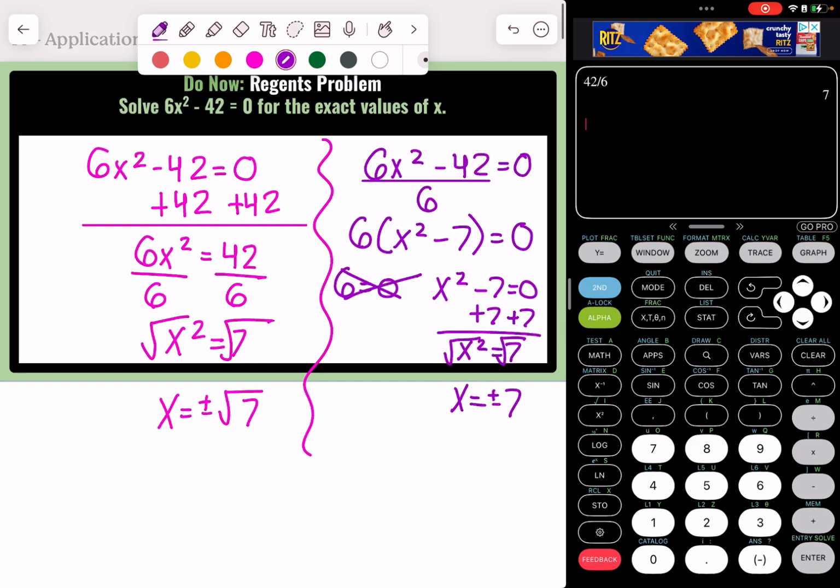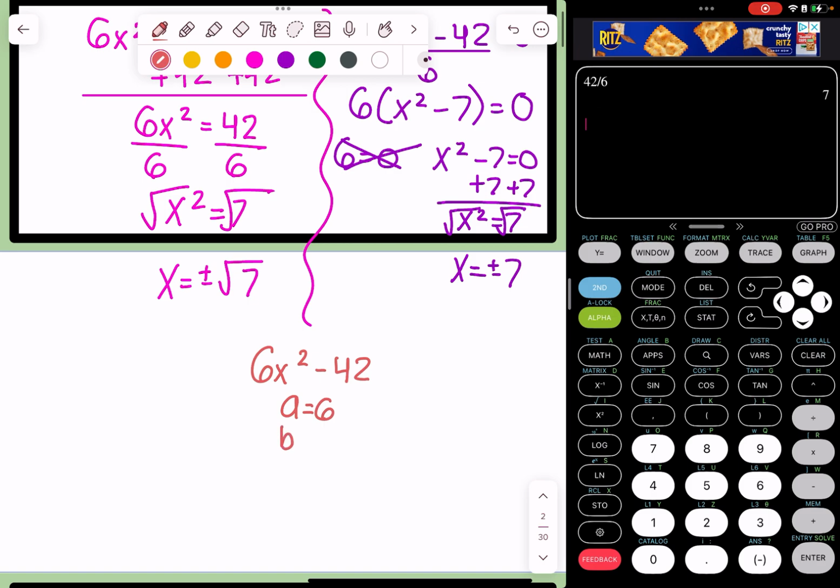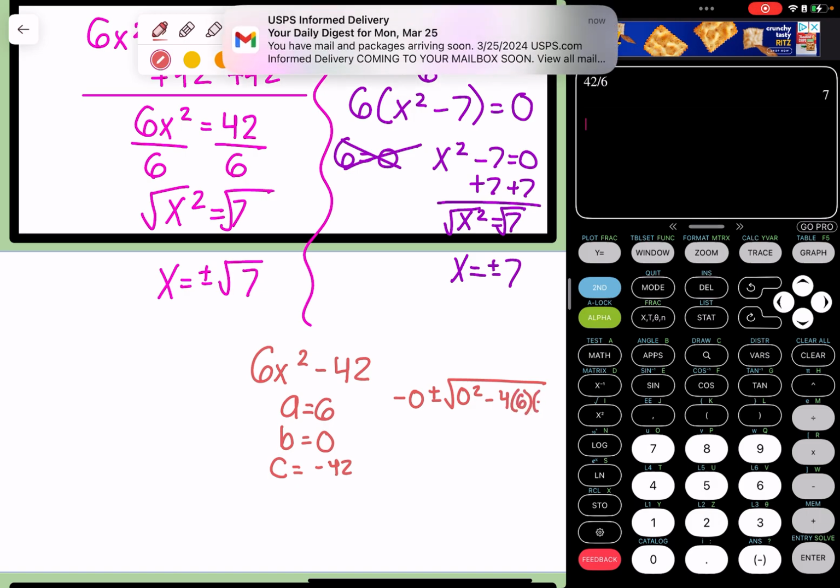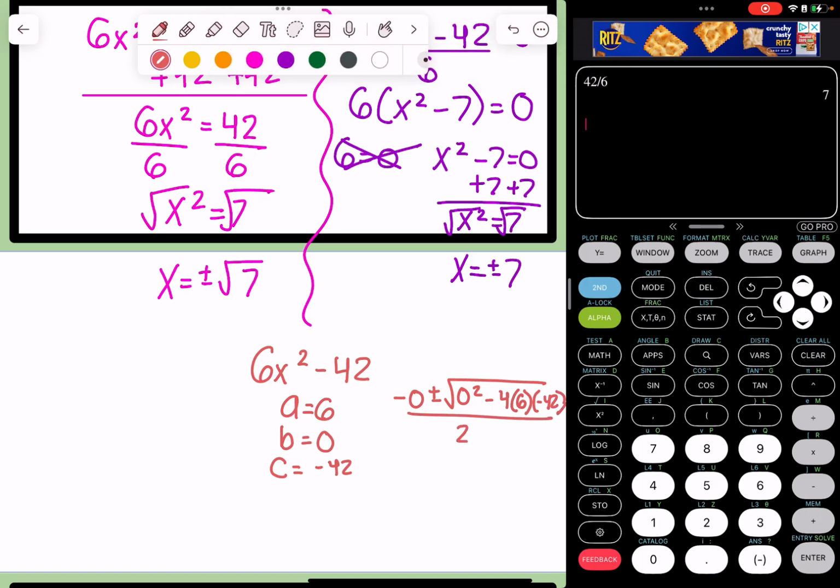Or one last thing that you might have thought to do is maybe use the quadratic formula. When you have 6x squared minus 42, your a equals 6, your b is not there, so it's 0, and your c is negative 42. And then you would plug it into the formula. Negative b is 0, plus or minus the square root of b, which is 0 squared, minus 4 times a, which is 6, times c, which is negative 42. All over 2a, so 2 times 6.